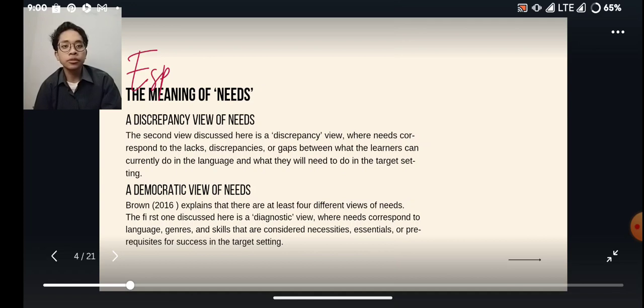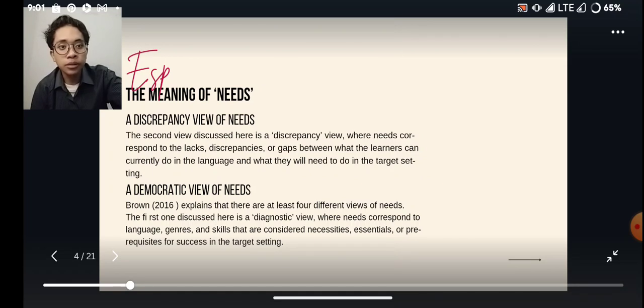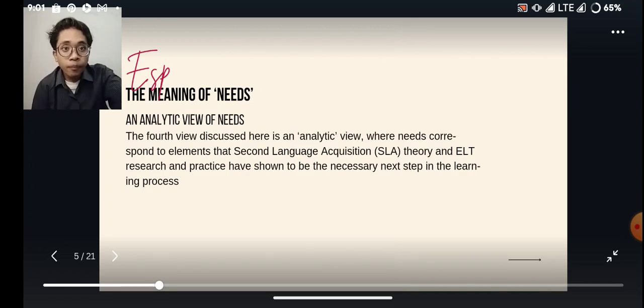And Brown in 2016 explained that needs correspond to language genres and skills and considered facilities, as I explained before. Alright, we can have the next, the analytic view of needs.